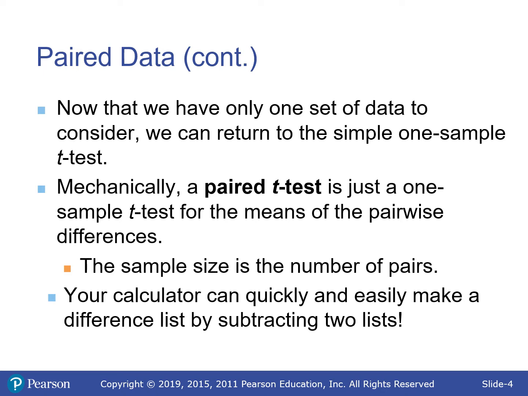Your calculator or StatCrunch or whatever can find those differences super easy. You have one of them in list 1, you have one of them in list 2, and then list 3, you just make it list 1 minus list 2 or list 2 minus list 1. And it will do the subtraction for you. So you don't have to actually calculate every single difference.